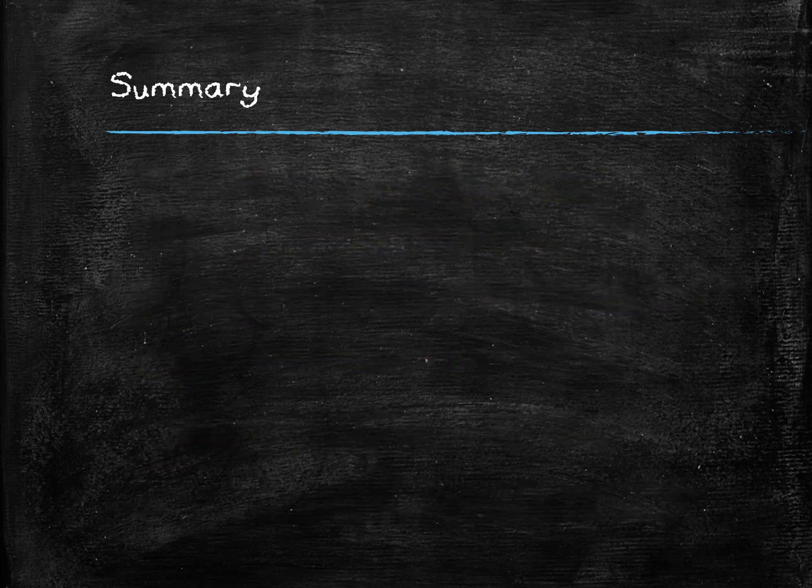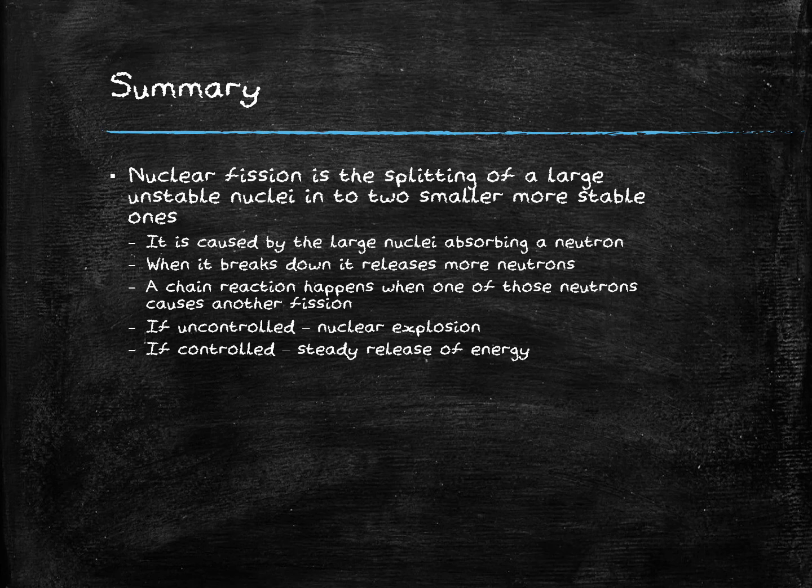Key things you need to remember about fission and fusion. Fission is the splitting of a large nuclei into two or more smaller ones, which are more stable. It's caused by the large nuclei absorbing a neutron typically. When it breaks down, it releases more neutrons. Those neutrons can cause a chain reaction, and if it's uncontrolled, you have a nuclear explosion with an exponential release of energy. If it's controlled using things like control rods within a power station, it can provide a steady release of energy that can be harnessed to generate electricity.